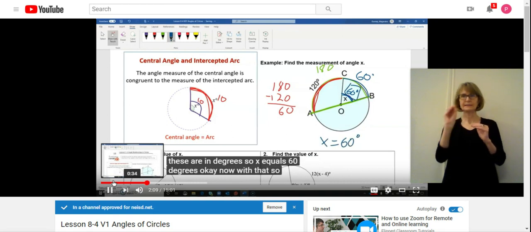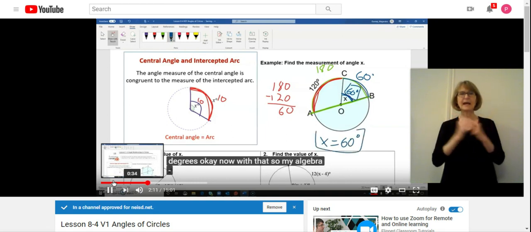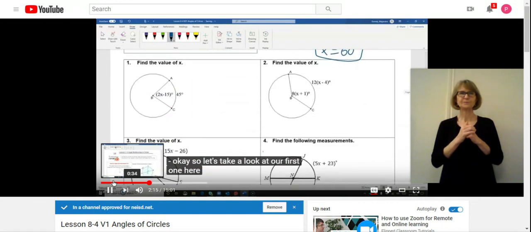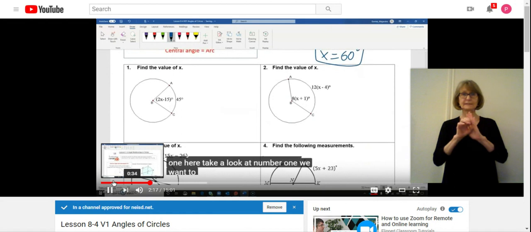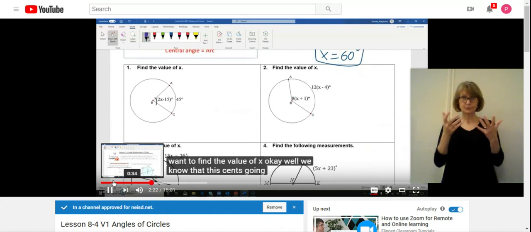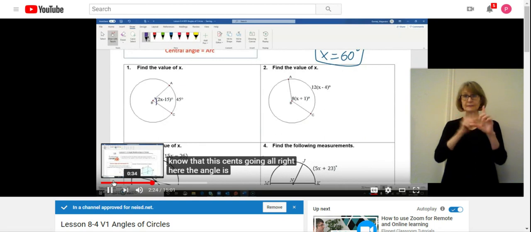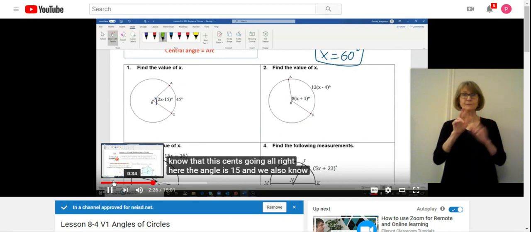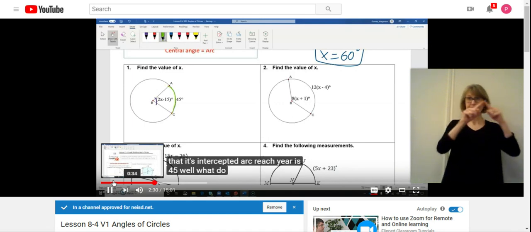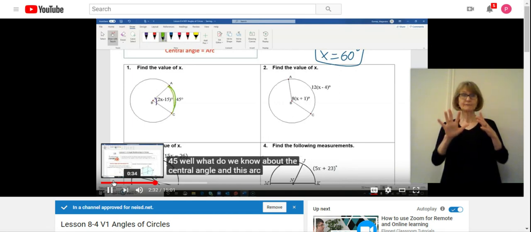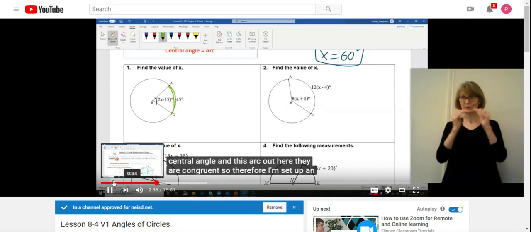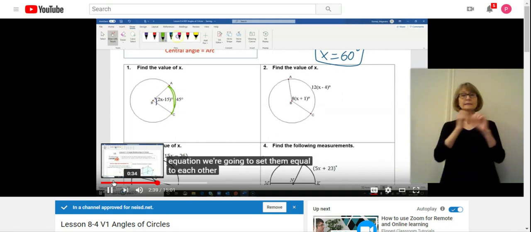Okay, now let's add some algebra to it. Let's take a look at our first one here. Take a look at number 1. We want to find the value of x. We know that this central angle, the purple angle, is 2x minus 15, and its intercepted arc over here is 45. What do we know about the central angle and this arc? They are congruent. So if we're going to set up an equation, we're going to set them equal to each other.